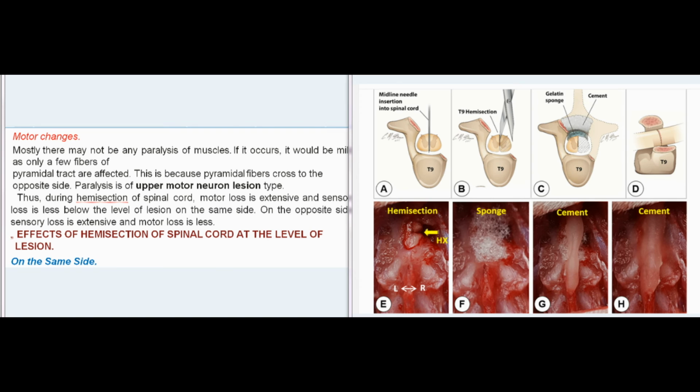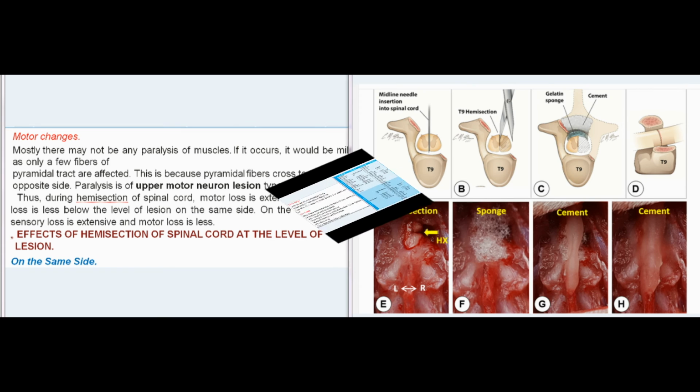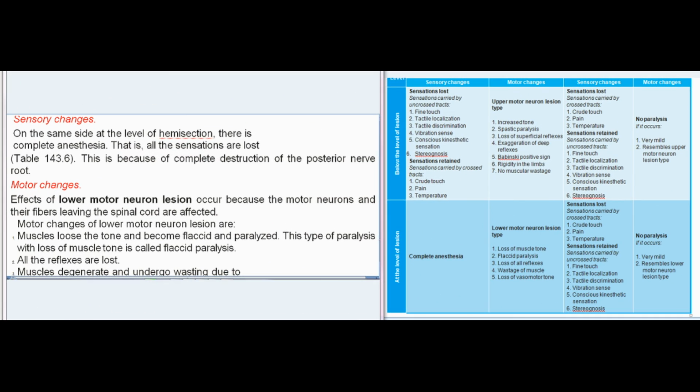Effects of hemisection of spinal cord at the level of lesion. On the same side. Sensory changes. On the same side at the level of hemisection, there is complete anesthesia. That is, all the sensations are lost, Table 143.6. This is because of complete destruction of the posterior nerve root.